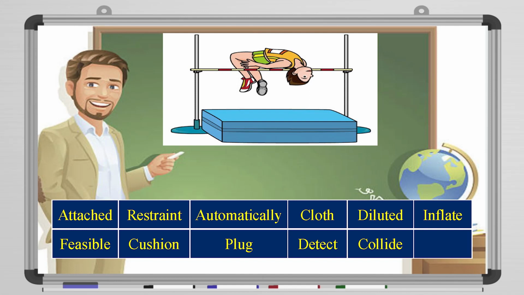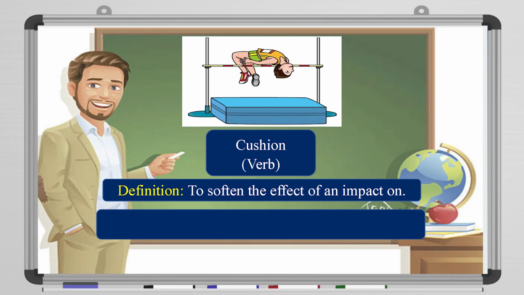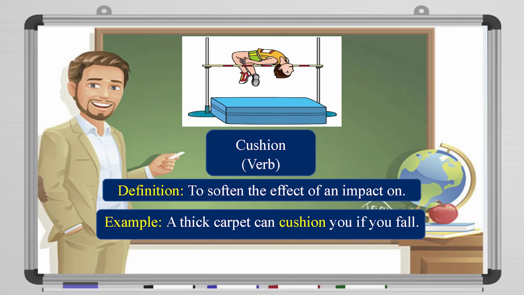Next, you see that gymnast jumping into what? I'm going to give you a hint here. He is jumping, but what is he landing on? He is landing on the cushion. Verb, to soften the effect of an impact on. Okay? For example, a thick carpet can cushion you if you fall. And also, this cushion can be used in cars as well. Think about it.